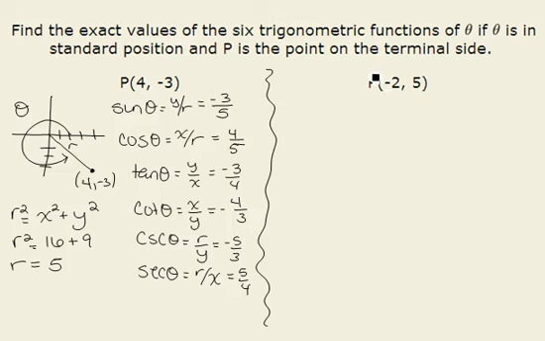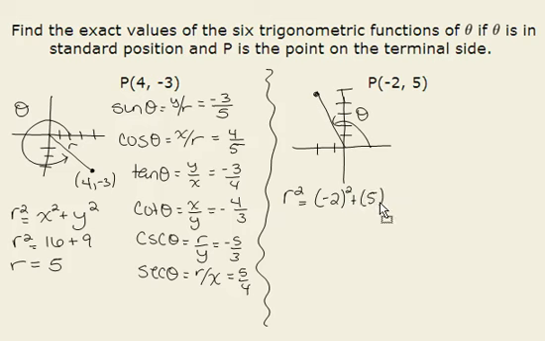We can do the same thing for our second point, given by an x-coordinate of -2 and a y-coordinate of 5, creating the terminal side of our angle in quadrant 2. We will first find r, knowing that r squared is given by x squared plus y squared, or r squared is equal to 4 plus 25, giving us r squared is 29, or r is equal to the square root of 29.